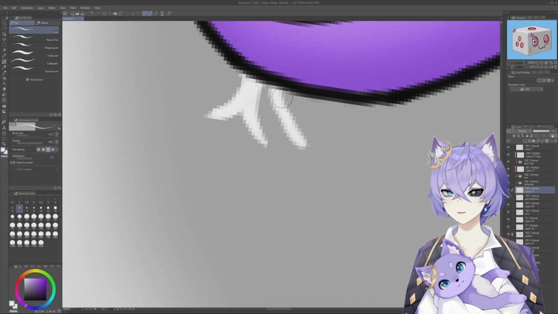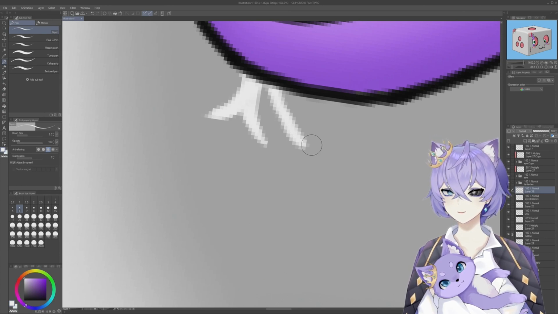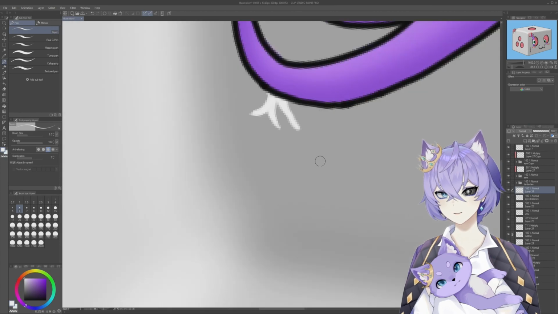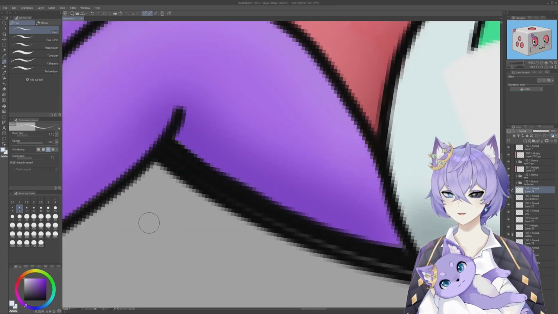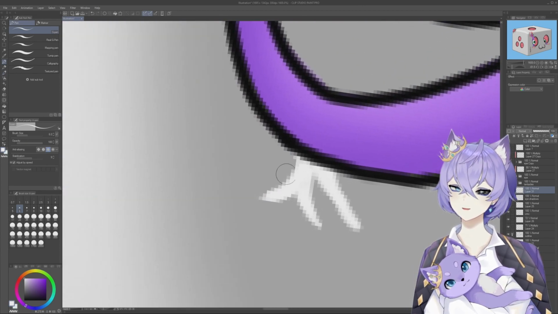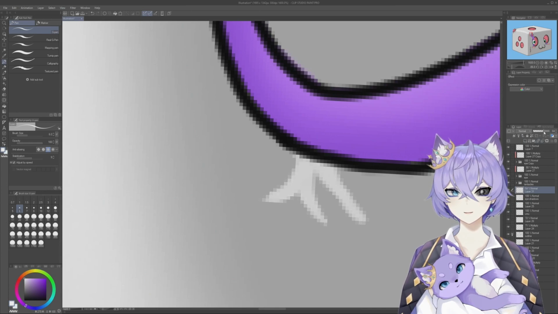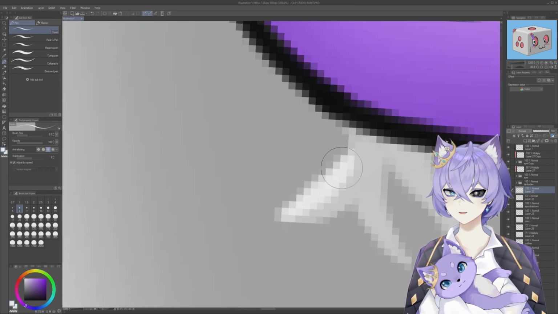And then like that. It looks more like webbing than it does mucus, but let's see. We drop opacity on that. And then do the slight outlines.